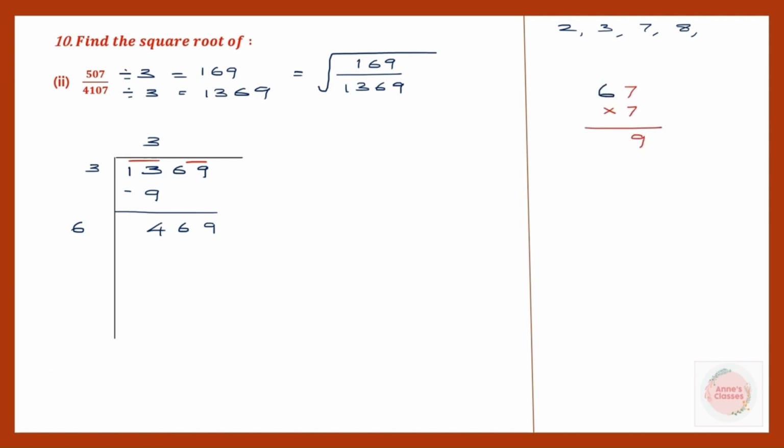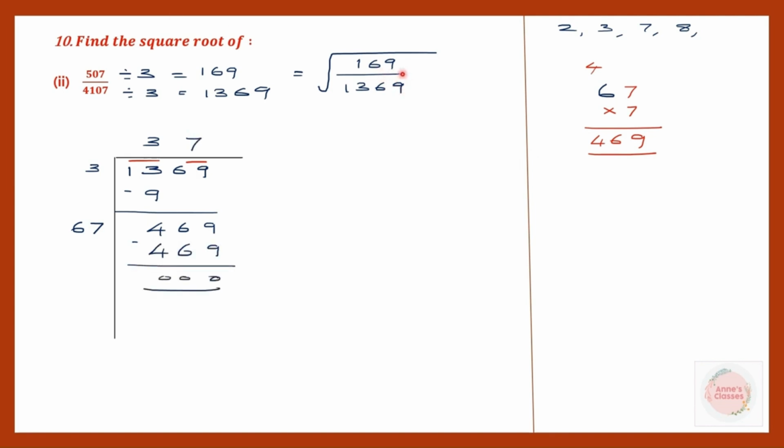7 sevens are 49, carry 4. 7 sixes are 42, plus 4 is 46. So we have got 469, which is the same number as this. That means next to 6 we have to put the digit 7. So let's make it 67 into 7, 469. So when you minus, your remainder is 0.